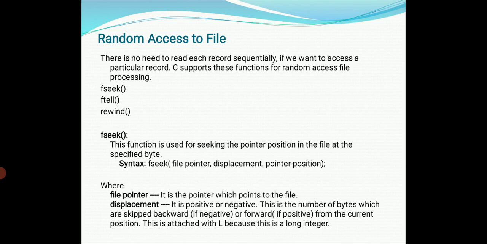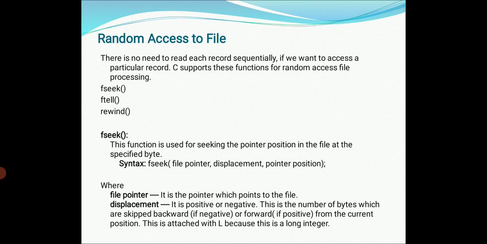The first function is fseek. This function is used for seeking the pointer position in the file at the specified byte. So this is the syntax of fseek: fseek(file pointer, displacement, pointer position). The file pointer points to the file. Displacement is a positive or negative value, the number of bytes skipped backward or forward from the current position. So this is the general syntax for fseek.